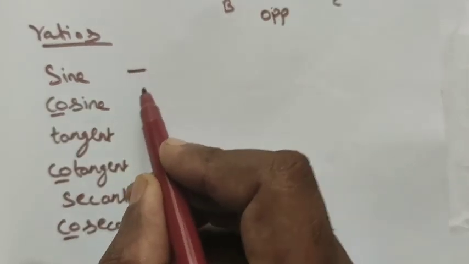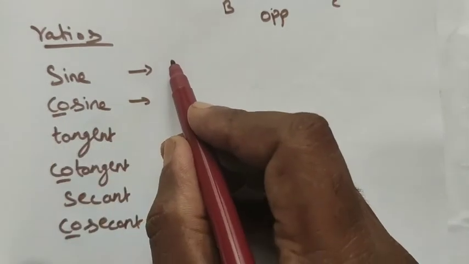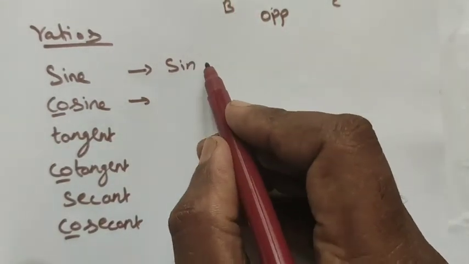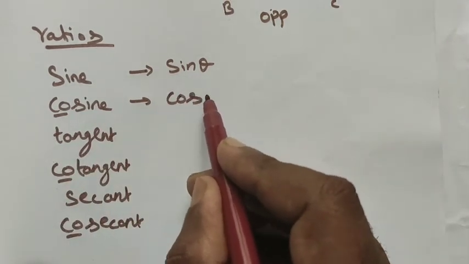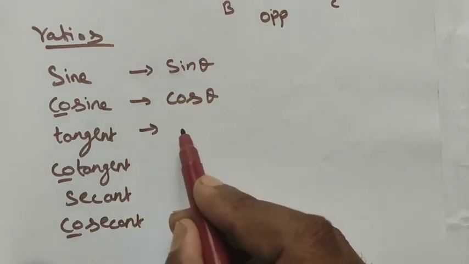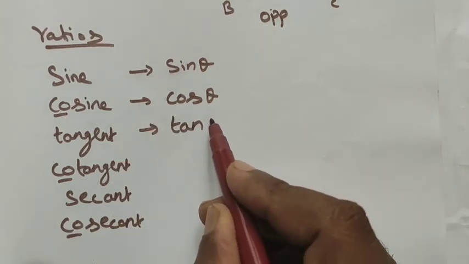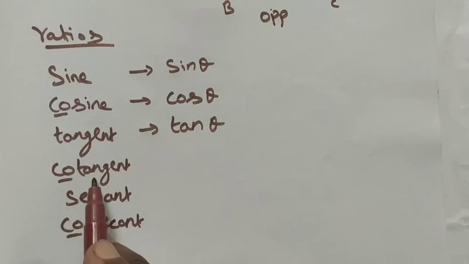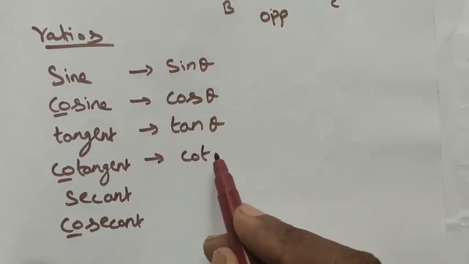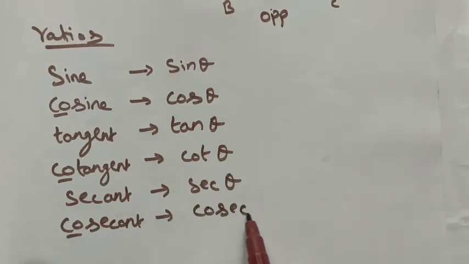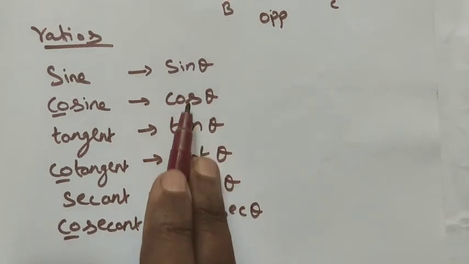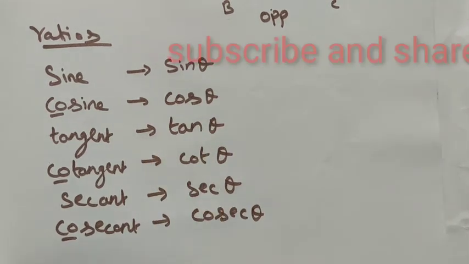Tangent, cotangent, secant, cosecant. These can be written in short form: sine can be written as sin theta, cosine as cos theta, tangent as tan theta, cotangent as cot theta, secant as sec theta, and then this is cosec theta. Shortly we write it in this manner only, right? Now we want to know what the ratio is.